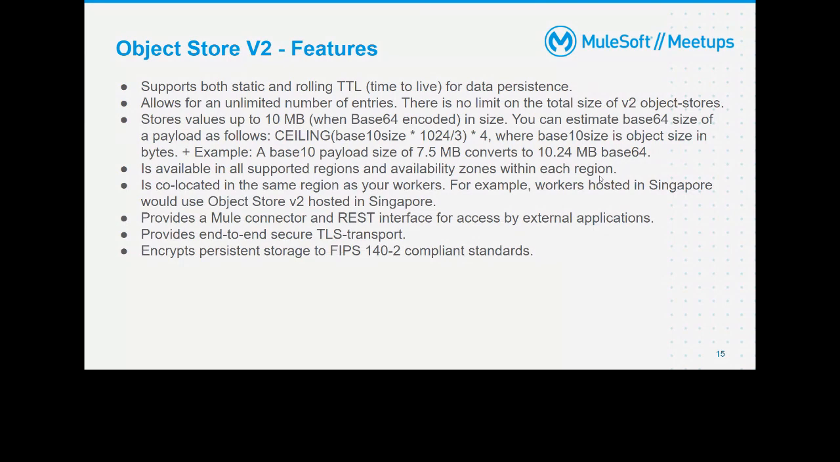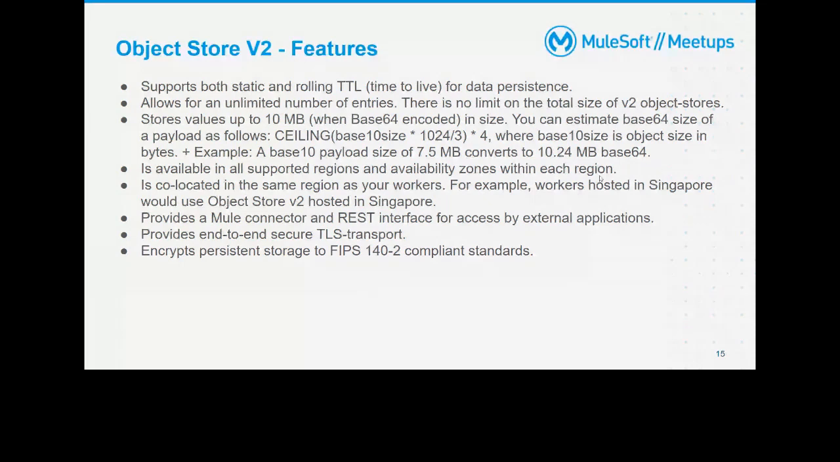It allows an unlimited number of key-value pairs. In Object Store version 1 there is a restriction on the number of key-value pairs, but with version 2 you don't have any restriction; you can store any number of key-value pairs. A value can be up to 10 MB; it must not exceed 10 MB. If you try to store a value greater than 10 MB, you cannot do it in the object store.